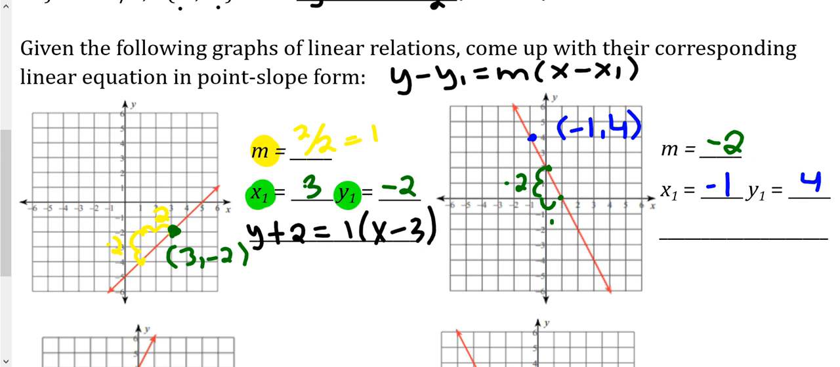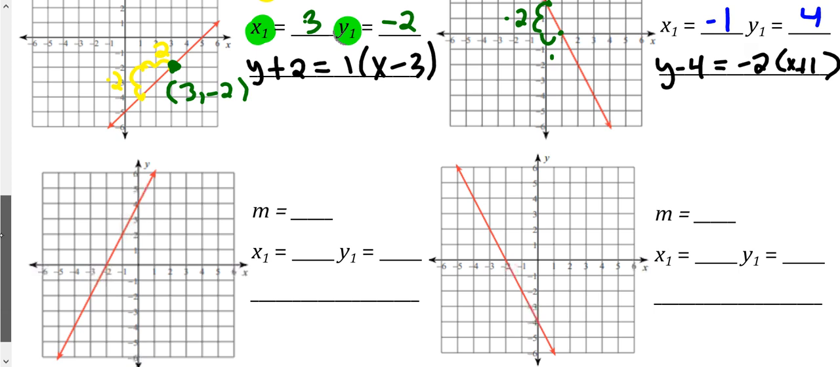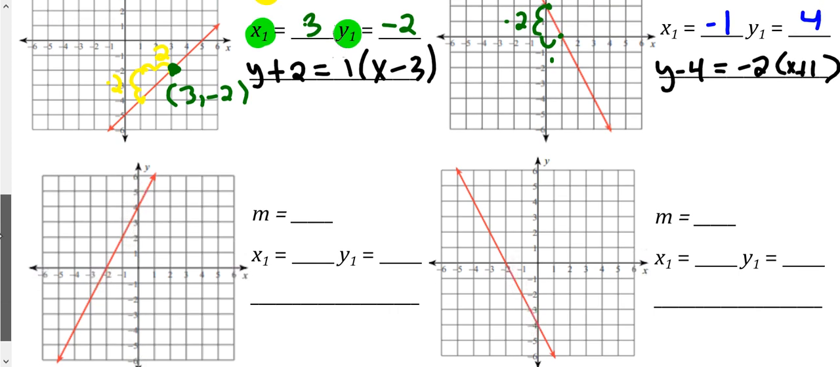So my equation then looks like y minus 4 equals -2, that m value, times x plus 1 because of that double negative. Take a minute and pause, give the bottom 2 a try, and then come back.